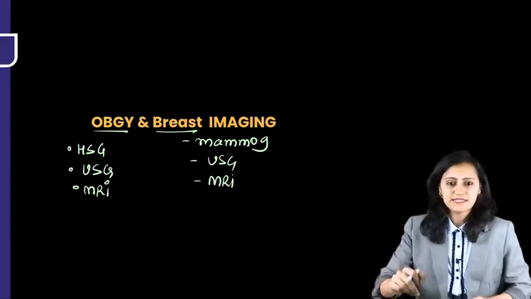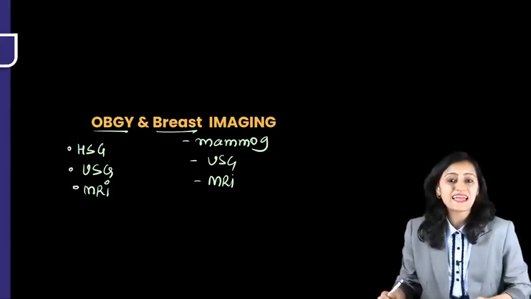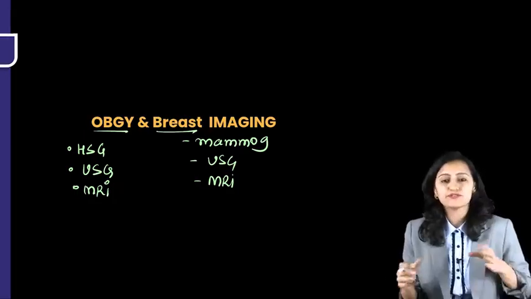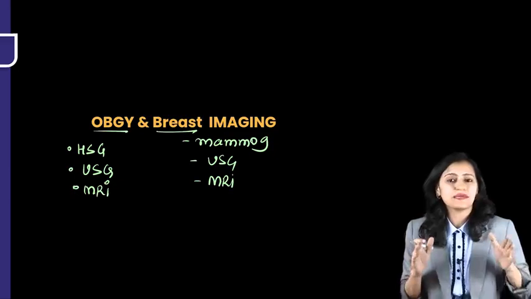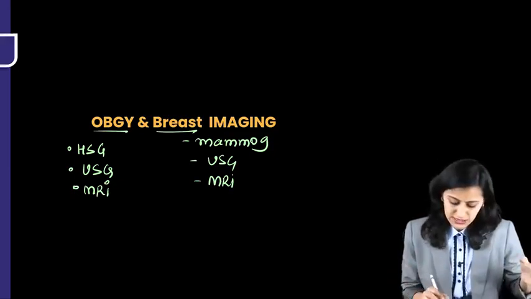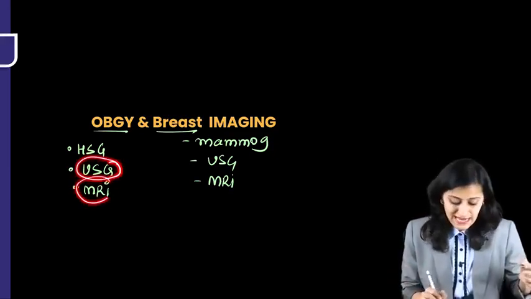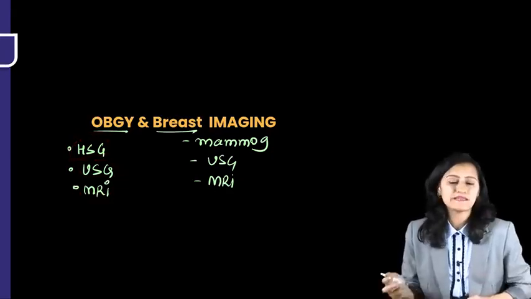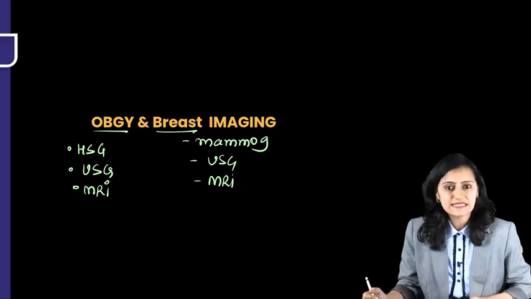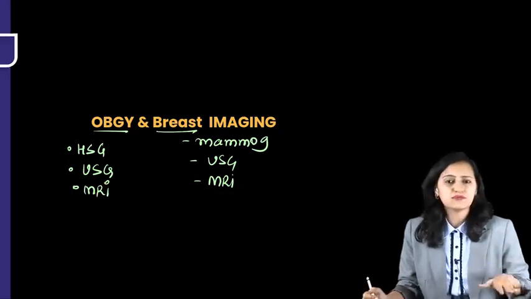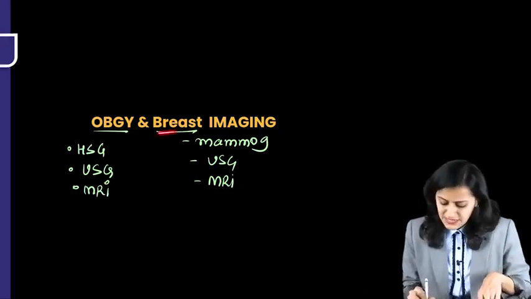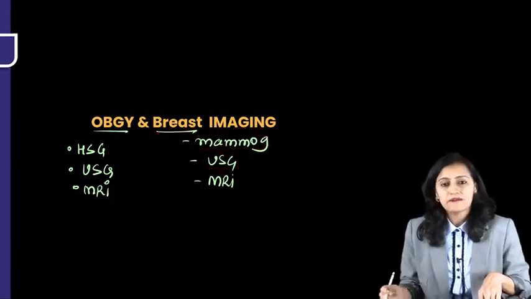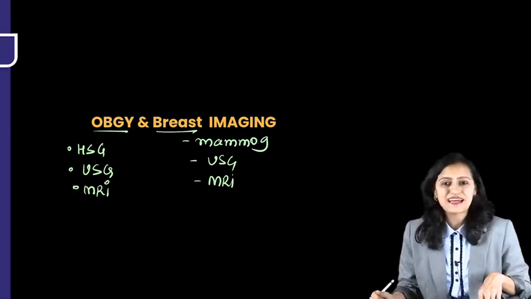Right. So, hello friends. Now let us learn about the OBGY and breast imaging. So, looking at the modalities that are used. For obstetrics and gynecology, the main workhorse of investigation is ultrasound and MRI. And we use hysterosalpingogram basically for looking at the tubal patency in a patient of infertility to rule out tubal block. For breast imaging, we have mammography, ultrasound and MRI. We will have a look at these investigations as we go ahead.